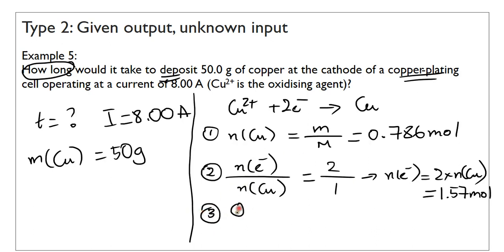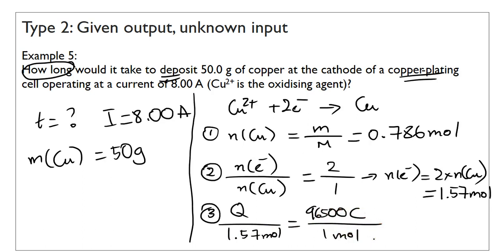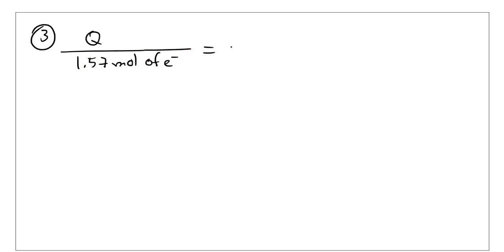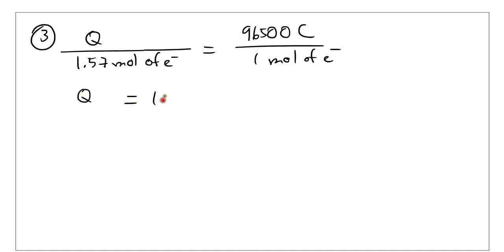So charge for 1.57 mole of electrons is the same as 96,500 coulombs for 1 mole. I think I was being ambitious, but I don't think I can fit everything in this slide, so I'm just going to go to the next one. So charge over 1.57 mole of electrons. You're working backwards here. You're finding the charge, which is the same as 96,500 coulombs for 1 mole of electrons. So you can find the charge, which is 1.57 times 96,500.